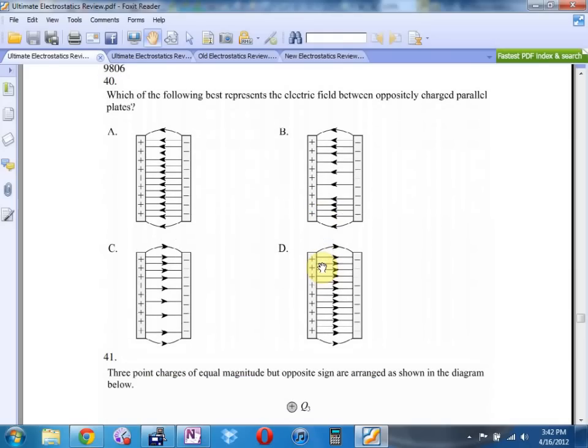Oh, here's one, number 40. Electric field lines always point from positive to negative, so this goes from positive to negative, this goes from positive to negative. Why is C wrong? Why is D right? We said that the way we'll represent electric field lines is their closeness is their strength, so they should all be the same distance apart to show that it's the same magnitude, the same strength. This one's a little wonky.